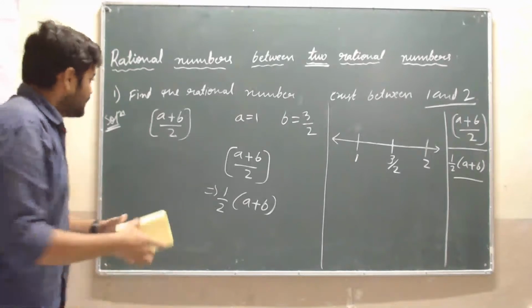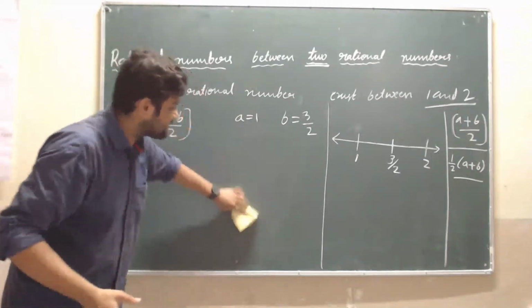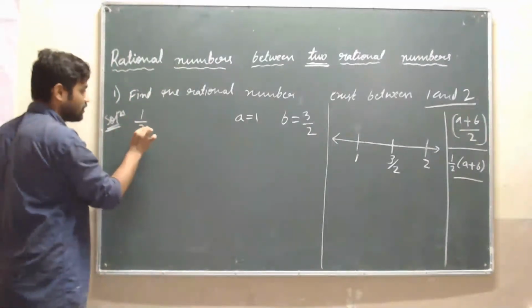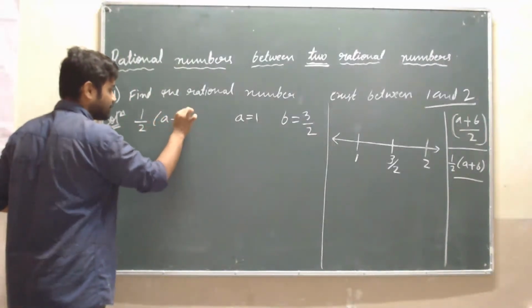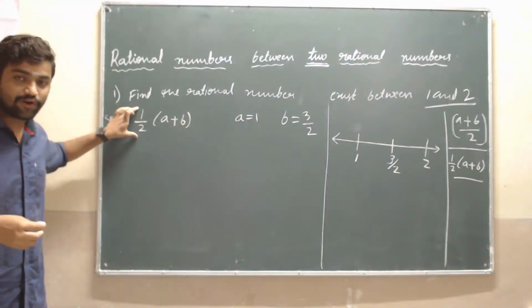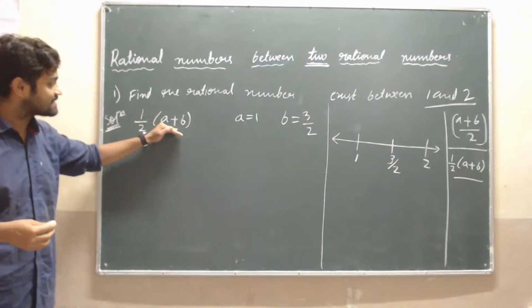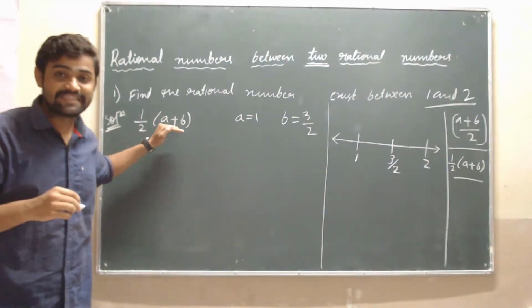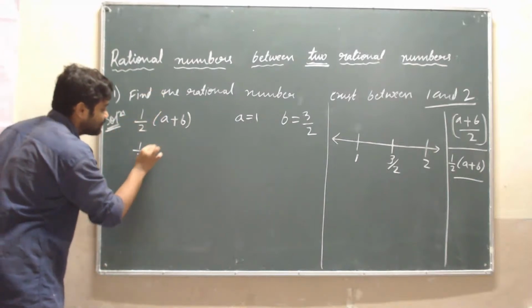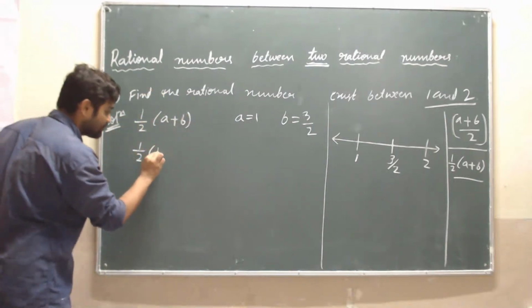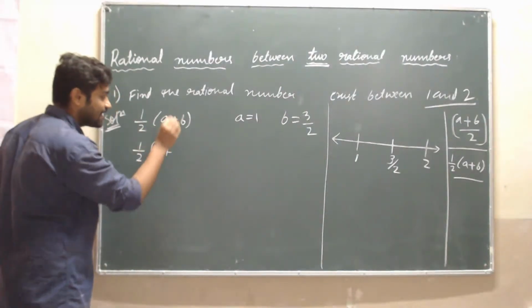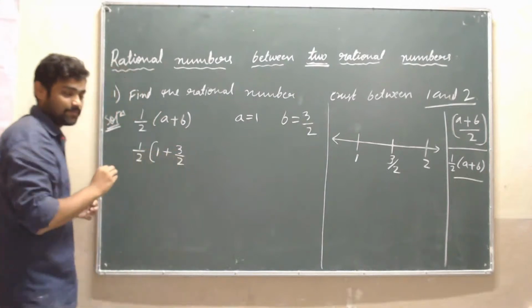Then I will write directly 1 by 2 of (a plus b). Simply, I have taken 1 by 2 out of (a plus b) by 2, and a plus b is here. Then put the values of a and b. What's the value of a here? 1 is there, plus b value is 3 by 2.